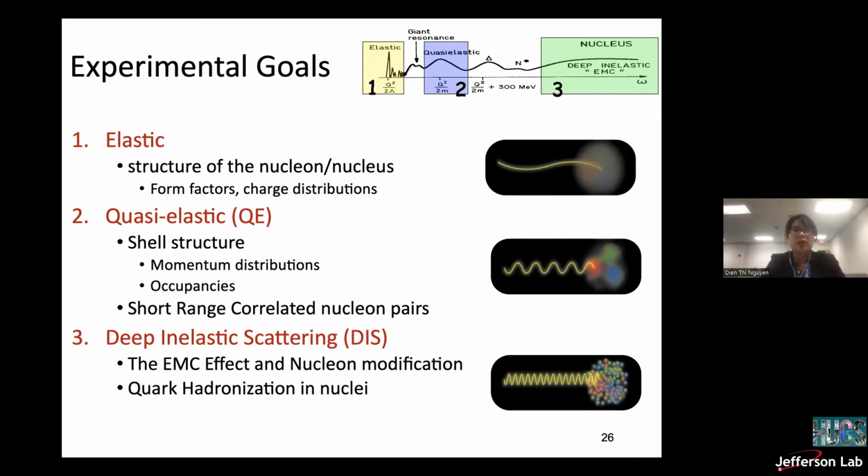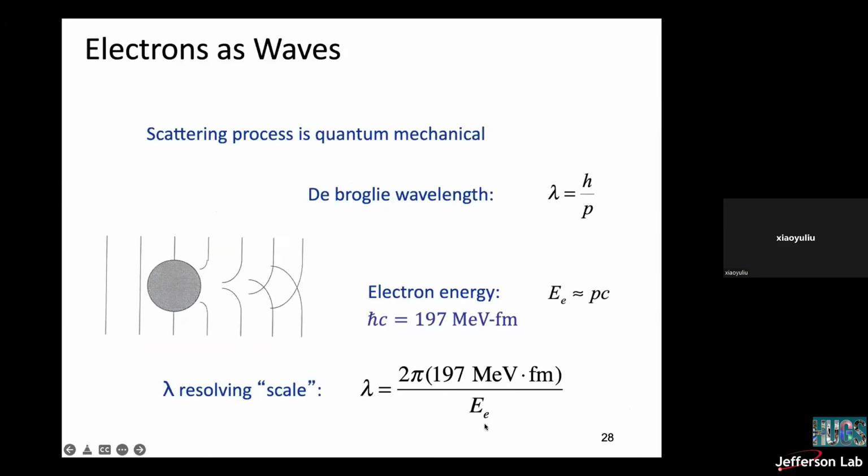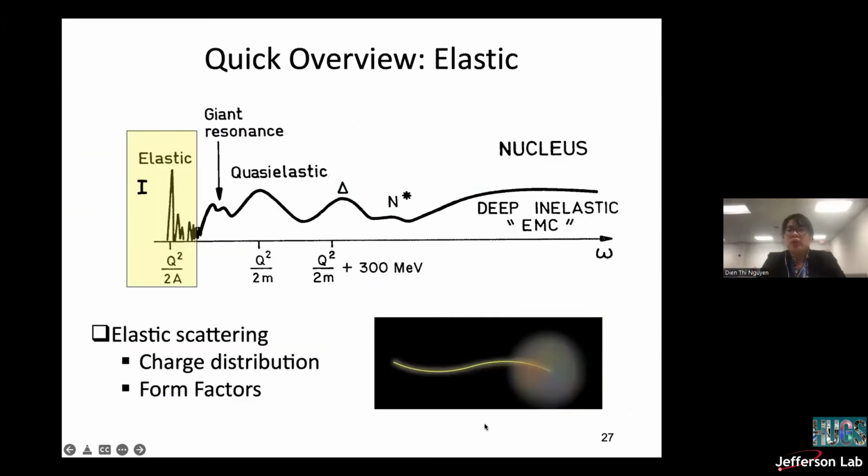Okay, so now we continue. We said that we're interested in the 3 regions, so let's jump into one of them. The first one, elastic. I hope the picture still stays with you, so you have some idea what elastic means. It comes in and sees the whole thing as one picture. What we want to study with elastic scattering is what we call the charge distribution, and the second thing is the form factor.